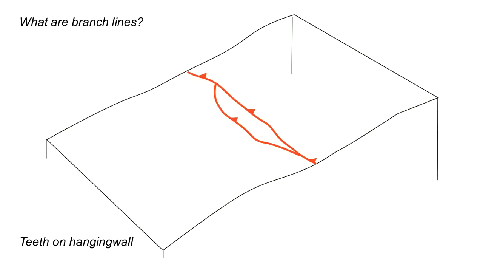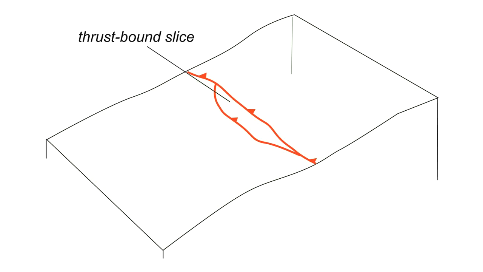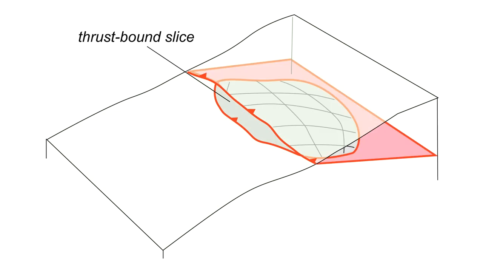Well, on this block diagram, I'm showing the surface geology, such as we might see on a conventional geological map, and we've seen two thrusts which join, and they define a thrust-bound slice. So let's move into the subsurface, and we can take the upper thrust and project it down and show the extent of our thrust-bound slice in the subsurface.